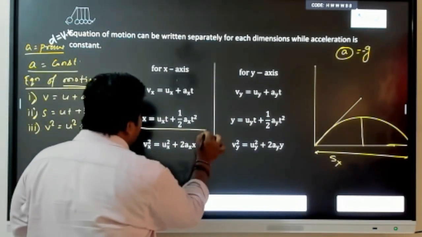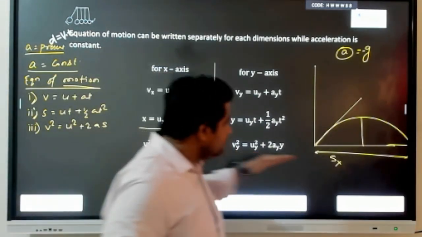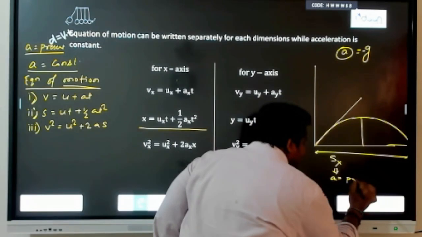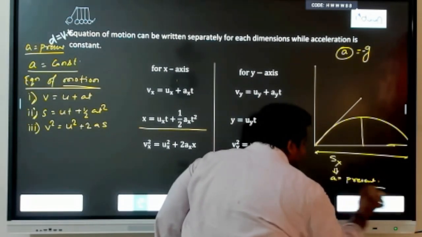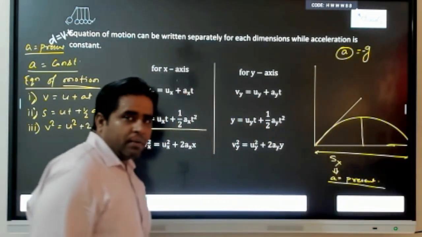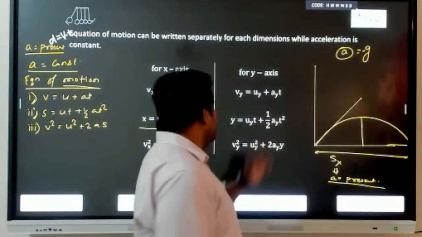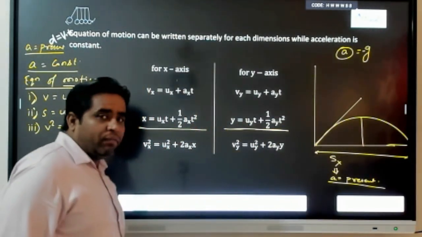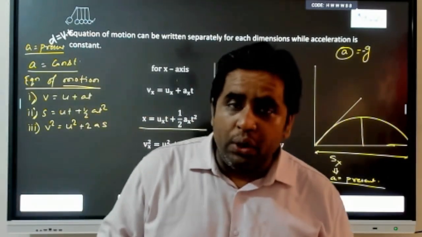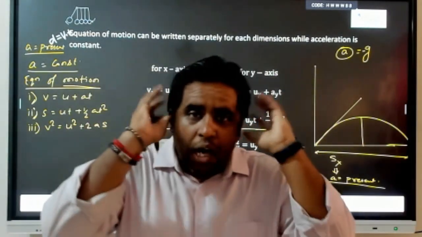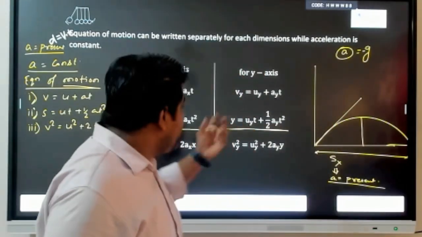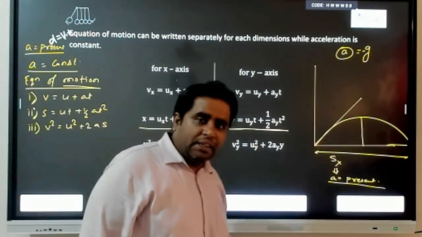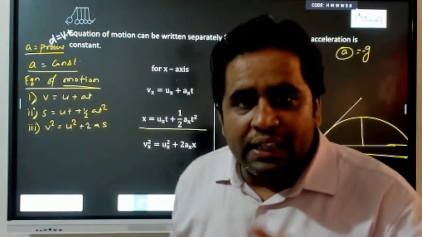x is equal to uxt plus half axt square, if acceleration is present. If it is not, we do not have to apply this equation. And if I am talking about the y direction, definitely we are going to write y as uyt plus half ayt square. So this way we apply the logic so that we can understand which equation is applicable in this kind of condition. I hope you are understanding my point.